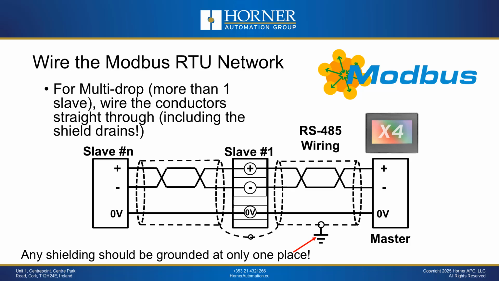One of the advantages of Modbus RTU is that it supports multi-drop wiring. In other words, you are not limited to just 2 devices talking on a network. One master can talk to multiple slaves. You might have a master and 31 slaves in theory.